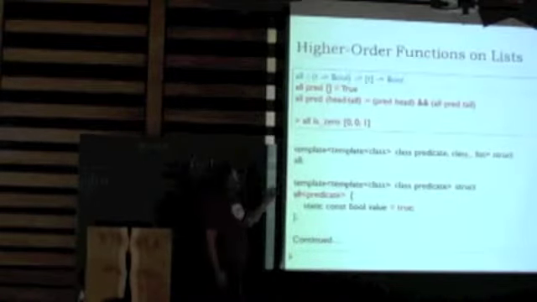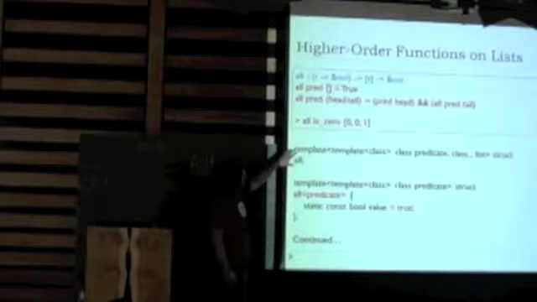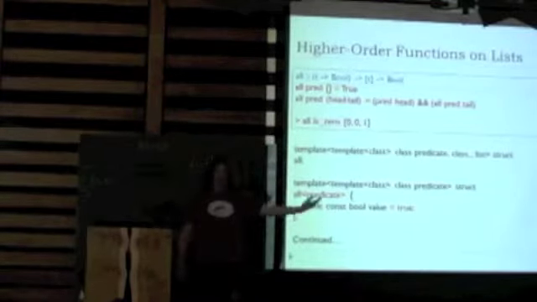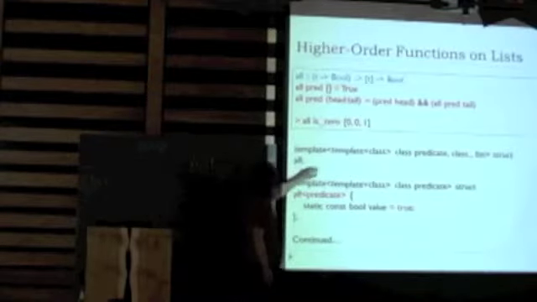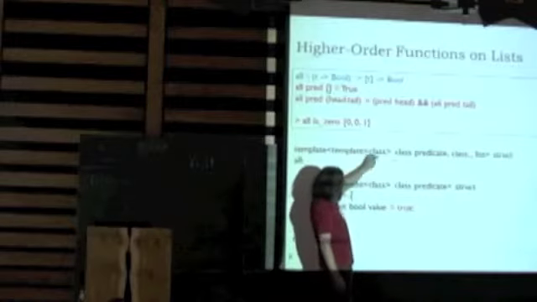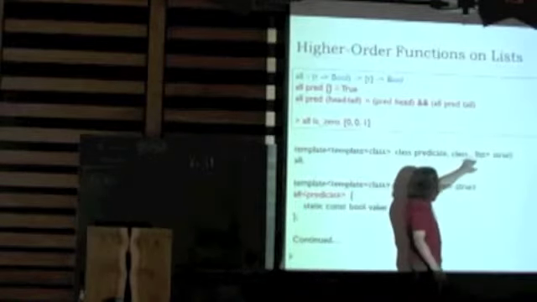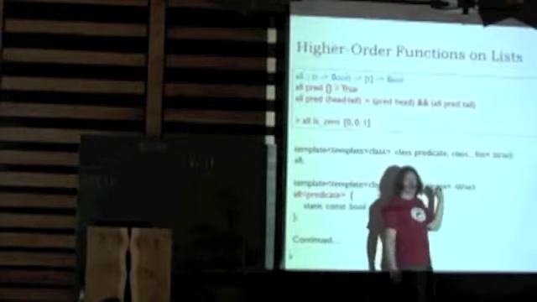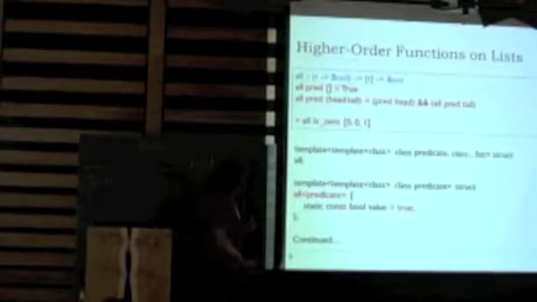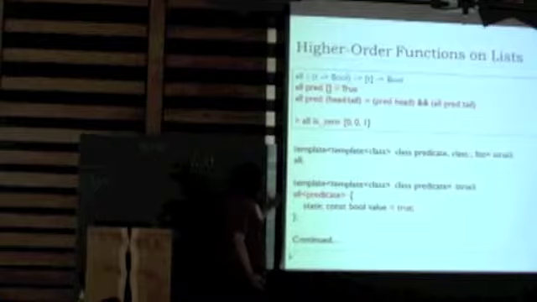Okay, so in order to do this in C++, since it's a list, I have to start with a declaration up front. So I'm declaring a template that takes a predicate, the template parameter, and a list. Okay? And now I go to specializations. So the first specialization will be for an empty list.